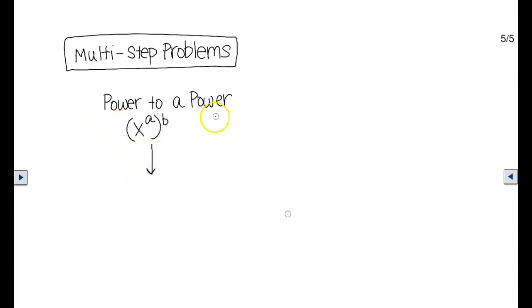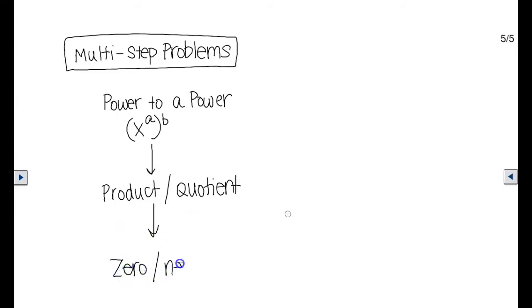Now, after you look for that, the next thing I would look for is my product and quotient rules. And if they're there, I would do those next. So look for multiplying or dividing being done in the problem. And then I would finish my problem off by taking care of my zero and negative exponents and making sure that my final answer has only positive exponents. So let me start here by showing you what I mean.